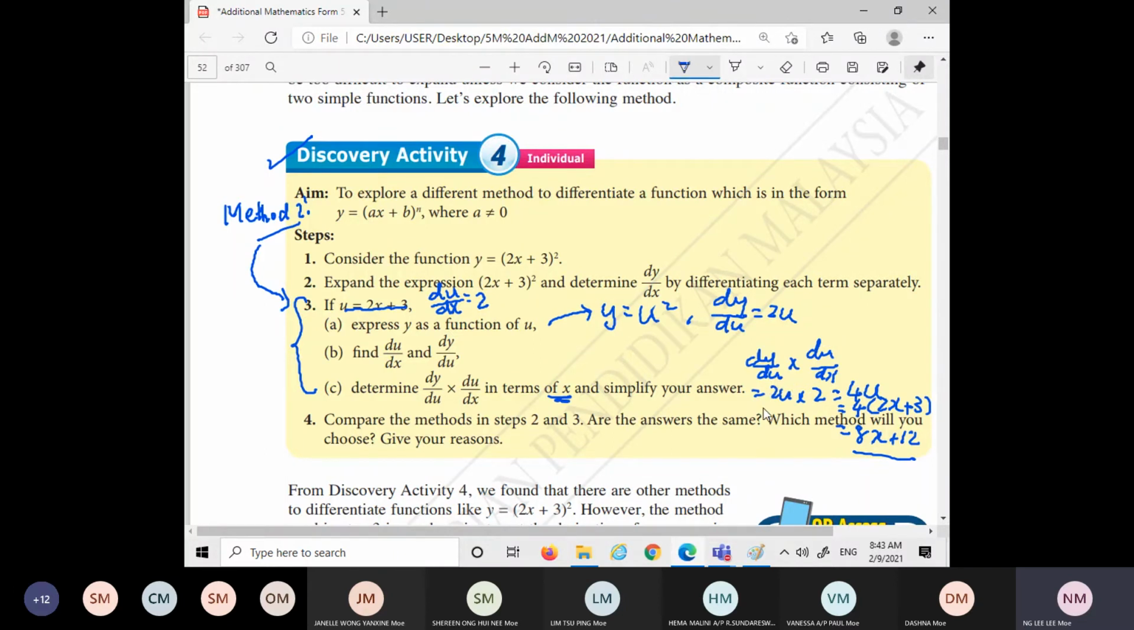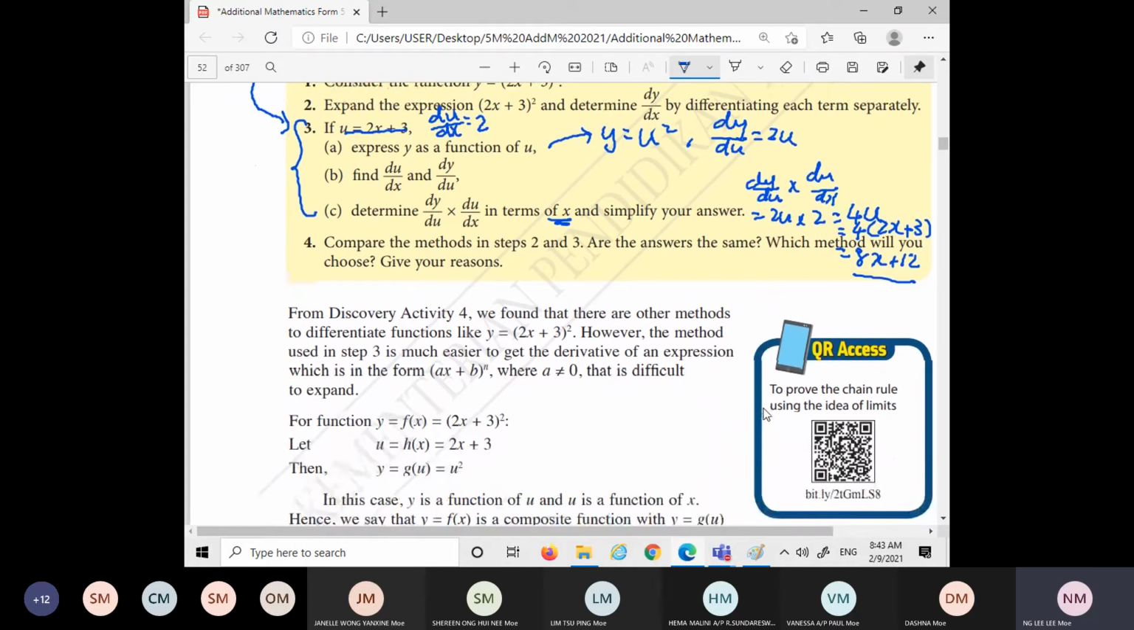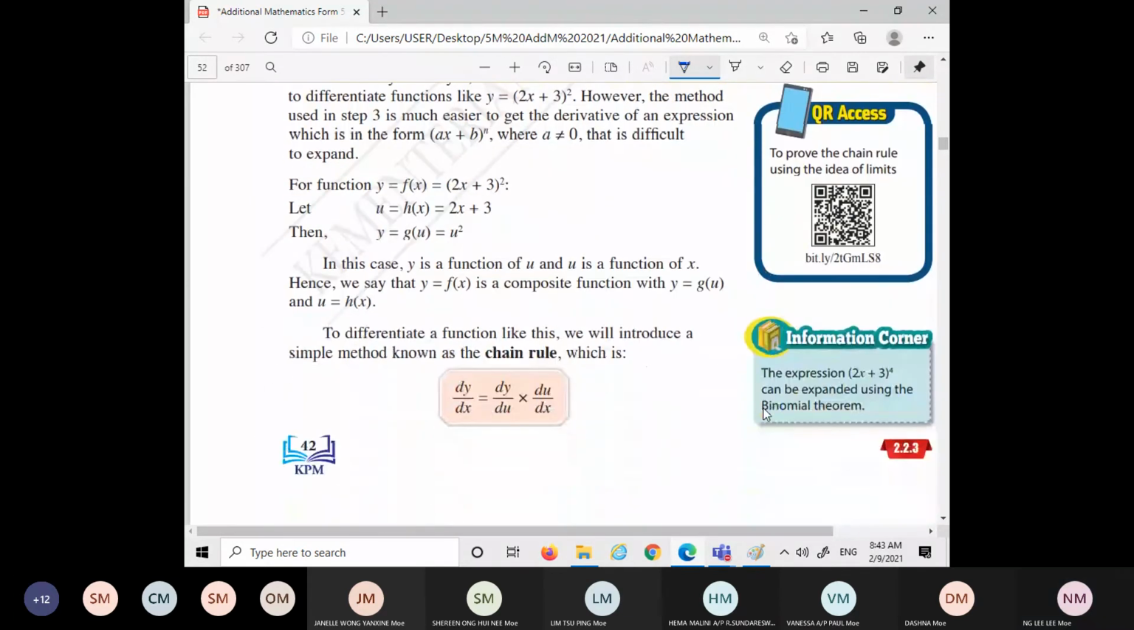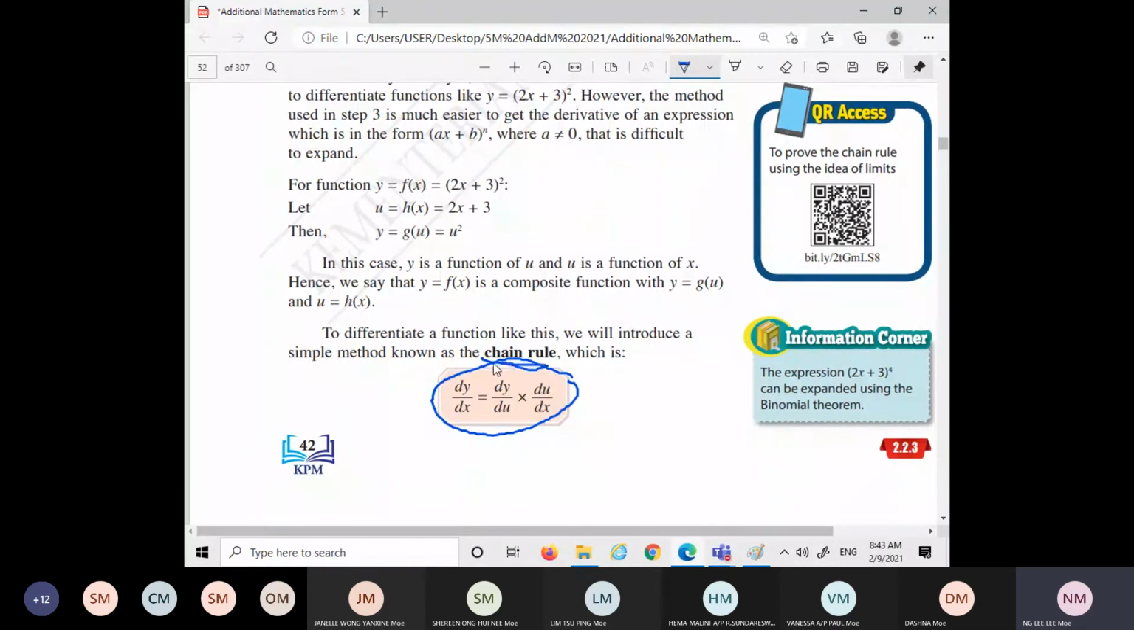I let you see the formula. This formula, you need to know. This one we call the chain rule. Same thing, this formula will not be given, so you have to remember it by yourself. So dy dx, you see or not? Dy here, dx here.